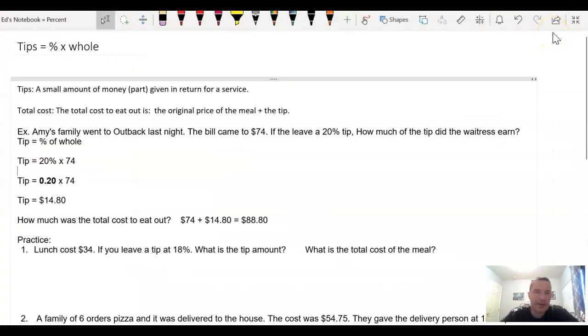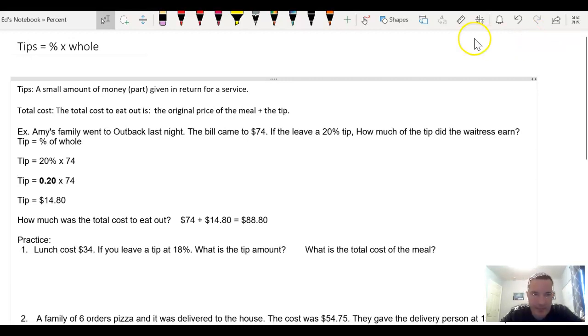Hey boys and girls, today we're going to look at what tips are and how to find a tip, especially since some of you are going out to eat or you're ordering and then delivering to you. So again, a tip is percent times whole, which we've been practicing a whole bunch of times. Part equals percent times whole.